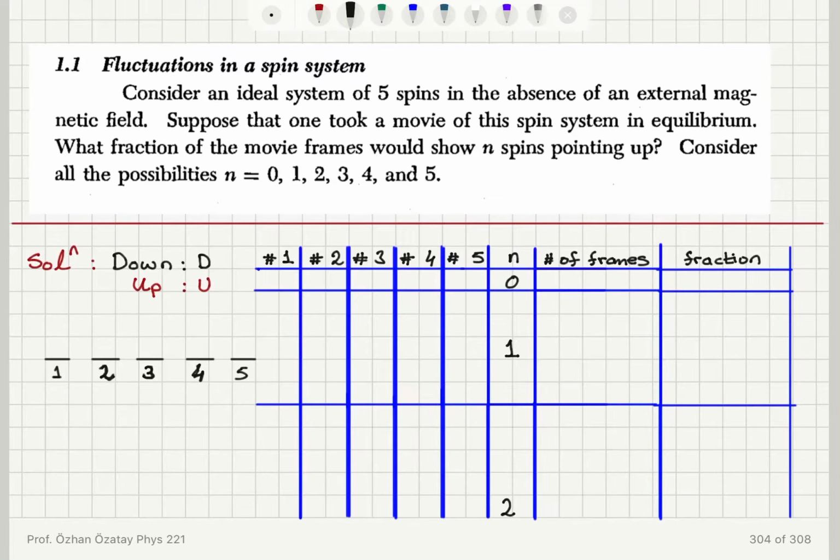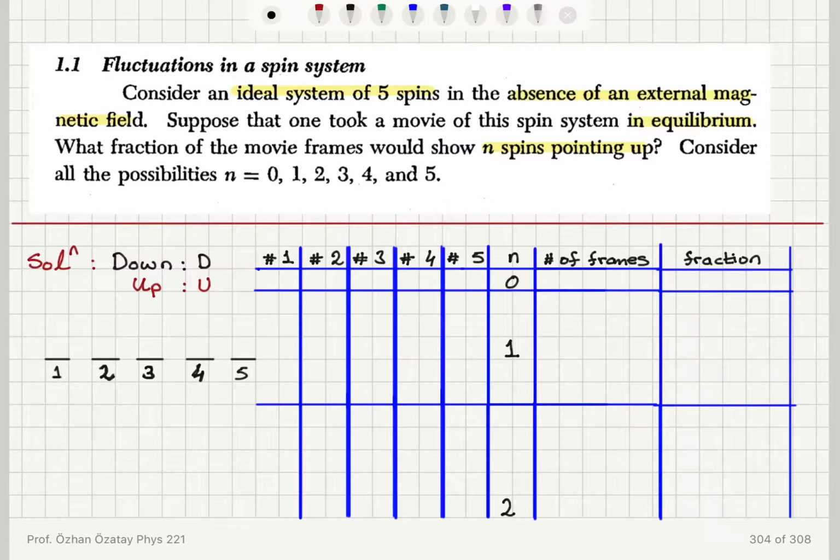So for the first example, let's look at fluctuations in a spin system. Consider an ideal system of 5 spins in the absence of an external magnetic field. Suppose that one took a movie of this spin system in equilibrium. What fraction of the movie frames would show n spins pointing up? Consider all the possibilities, n equals 0, 1, 2, 3, 4, and 5.